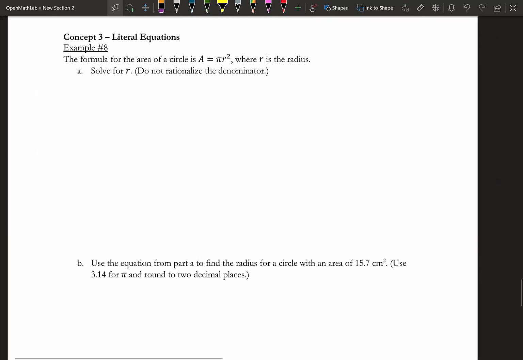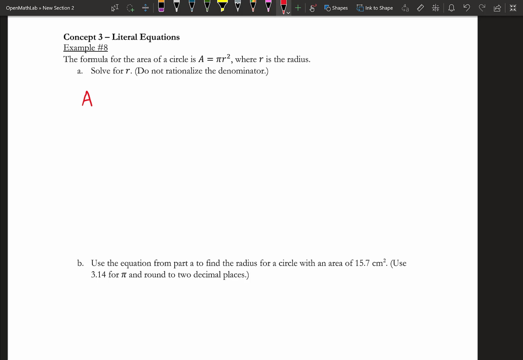So then concept 3 is looking at some literal equations. So it's kind of like some applications, if you will. So we have the formula for the area of a circle is A equals pi r squared, where r is the radius. We want to solve for r, and we're told do not rationalize the denominator, right? So don't worry about rationalizing to simplify that.